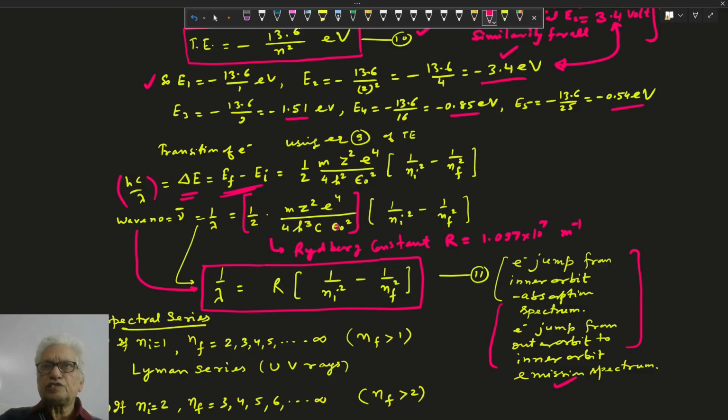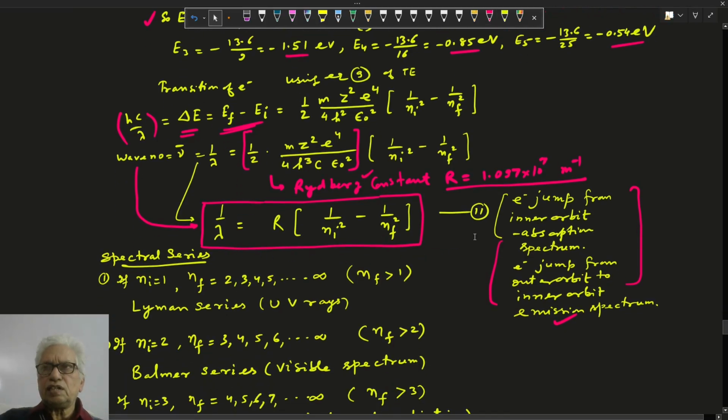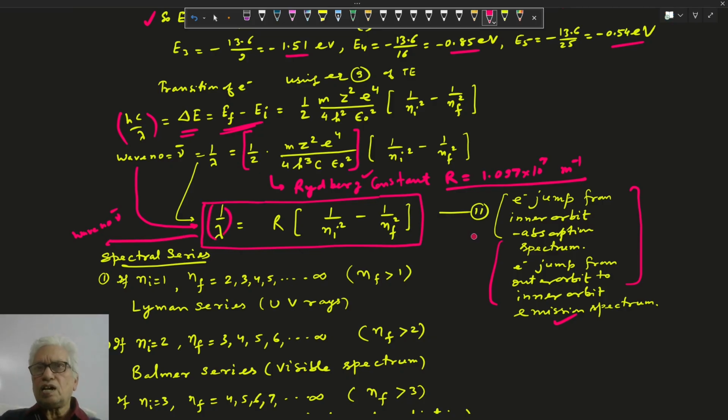तो अगर हम इसको सॉल्व करते हैं, इसको बोलेंगे रेडबर्ग कांस्टेंट R. न्यूमेरिकल वैल्यू क्या हो जाएगी इसकी 1.097 × 10^7 per meter. It's called Rydberg constant. यही फॉर्मूला कन्वर्ट हो गया इक्वेशन 11 में. 1/λ इसको बोल रहे हैं हम लोग वेव नंबर, इसी क्वांटिटी को बोलते हैं वेव नंबर. Given by R, Rydberg constant, bracket 1/n_i square minus 1/n_f square.